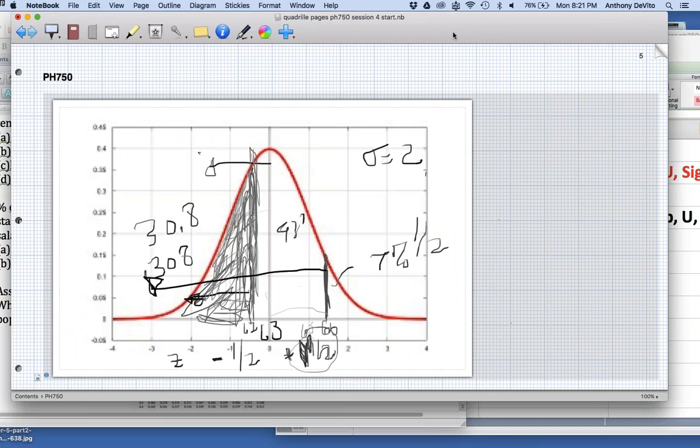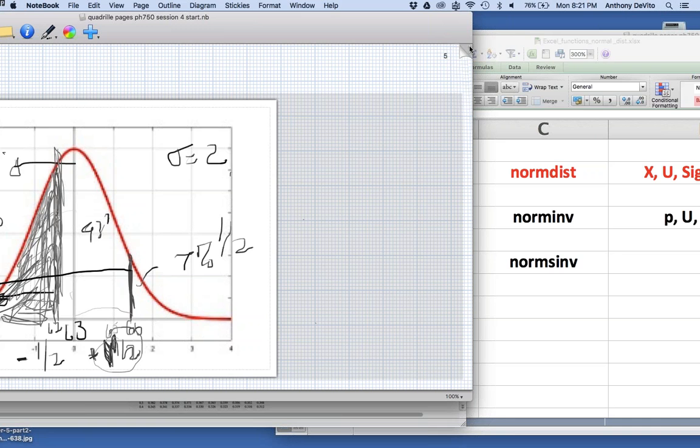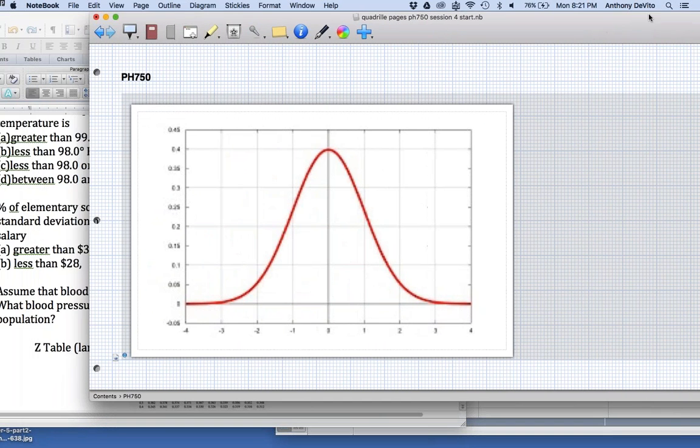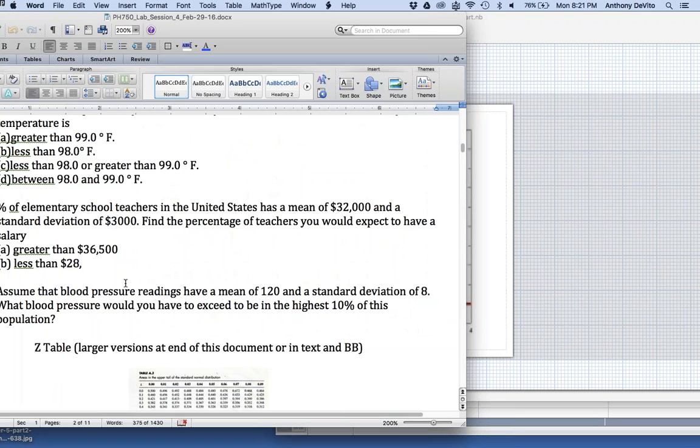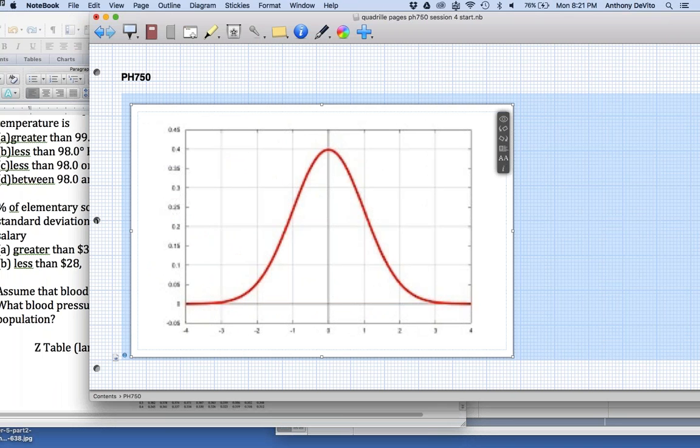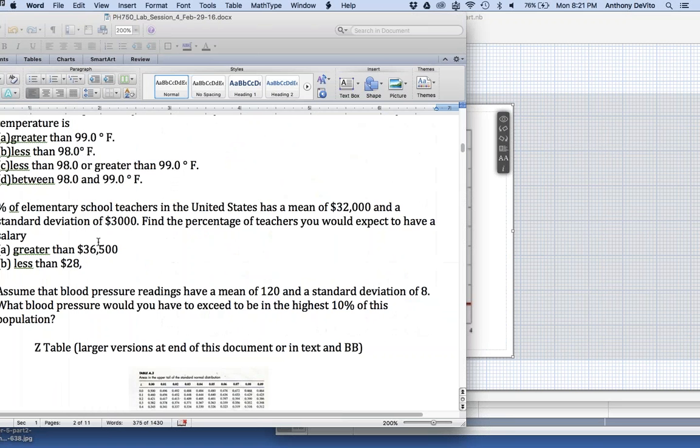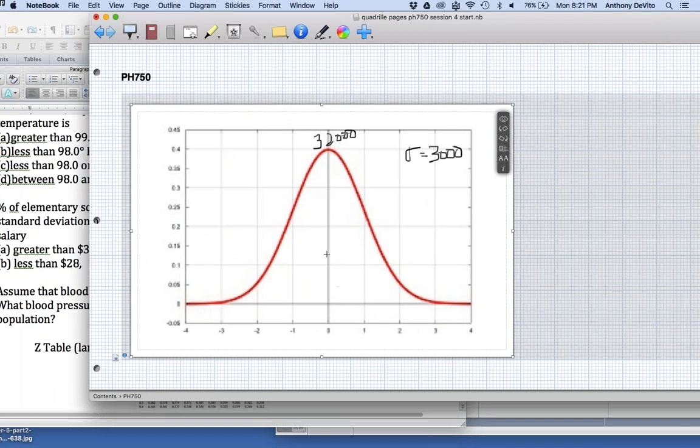Okay, so I'm going to get a new chart. One of the reasons I'm doing this each time is so I don't get confused about the areas I'm working with. So the mean is 32,000, and my standard deviation is 3,000. And what am I interested in? The percentage of teachers, or the probability of picking a teacher out randomly, that has a salary greater than 36,500.